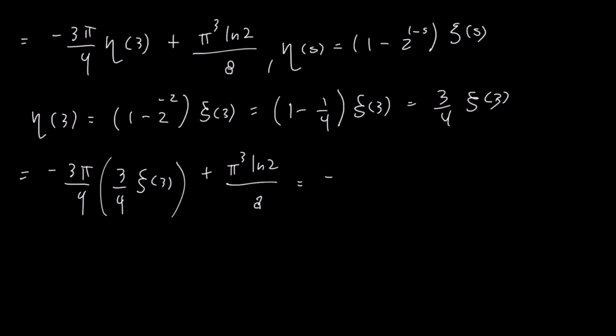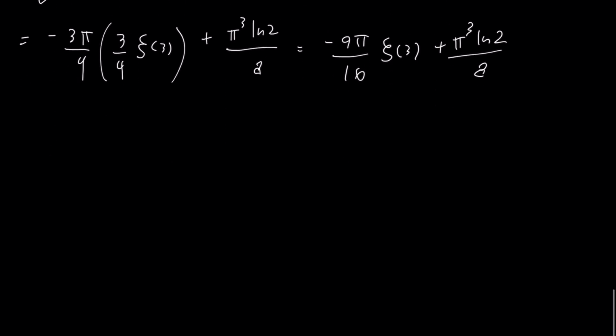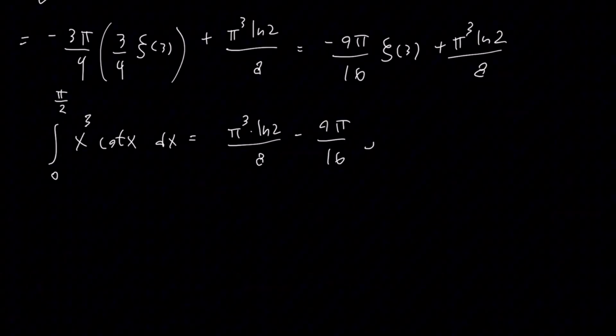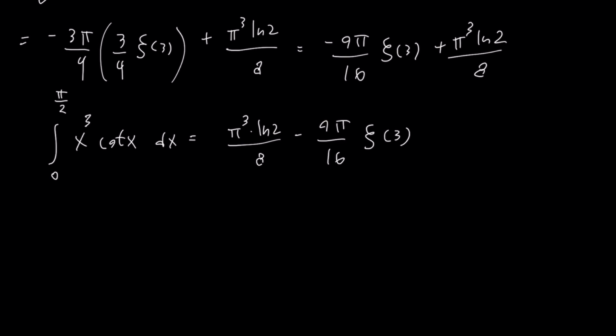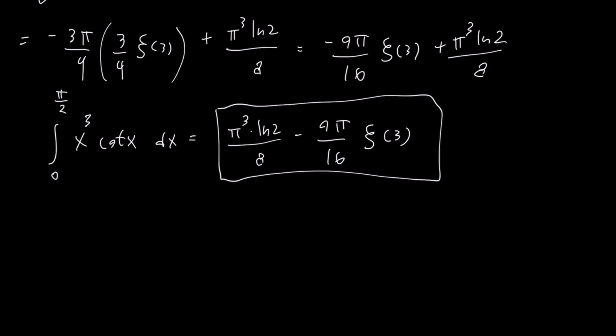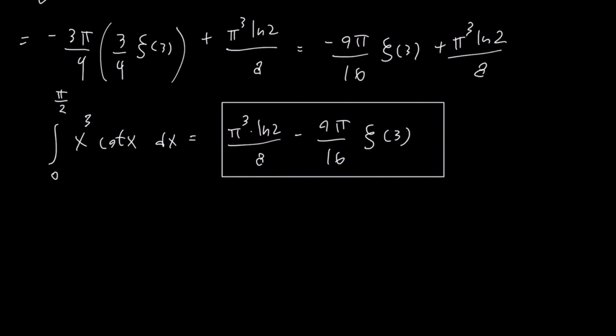And combining the like terms, we have a negative 9 pi over 16 zeta 3 plus pi cubed log 2 over 8. So now we could say that therefore the integral from 0 to pi over 2 of x cubed cotangent of x dx equals pi cubed times the natural log of 2 over 8 minus 9 pi over 16 times the zeta function at 3. And so this is the final result to the desired integral.